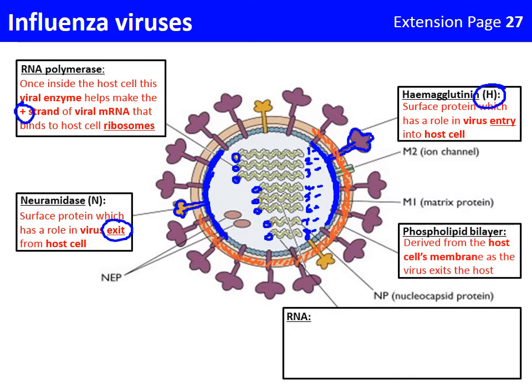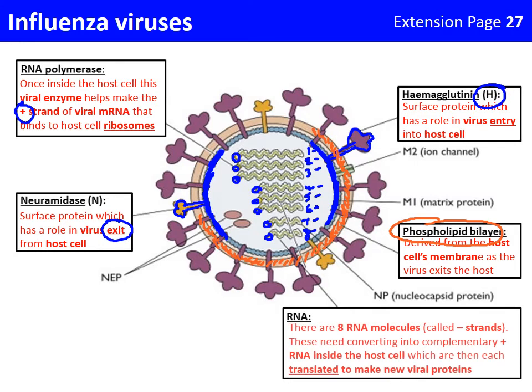So the layer I've just labelled in orange there is the phospholipid bilayer of the host cell. It's part of the phospholipid bilayer of the host cell. And then we've got the 8 RNA molecules there that you can see inside the virus. They're called negative strands. We know RNA polymerase, which is the viral RNA polymerase, will make the complementary strand called a plus strand, and it's those that get translated into the new virus proteins inside the host cell.